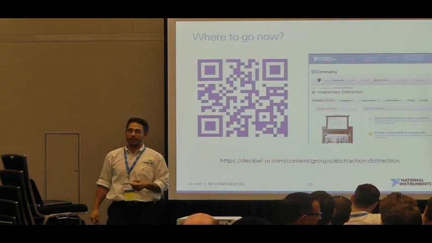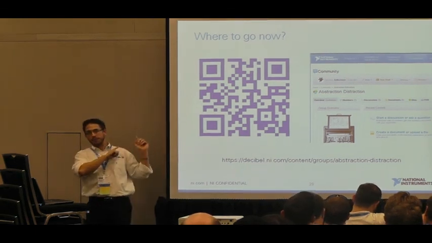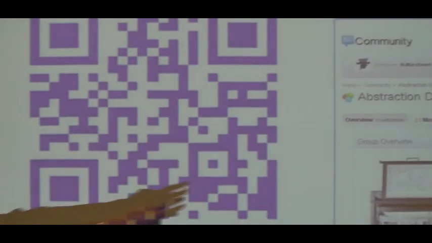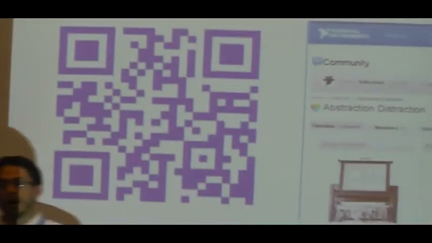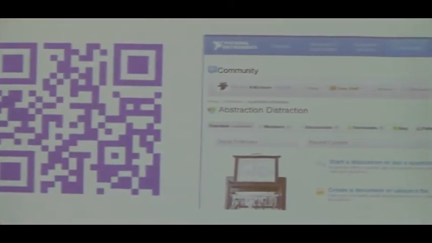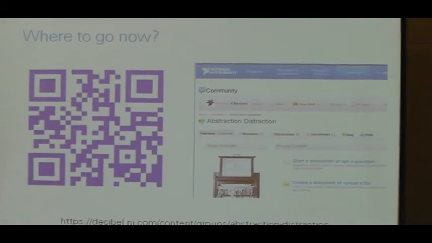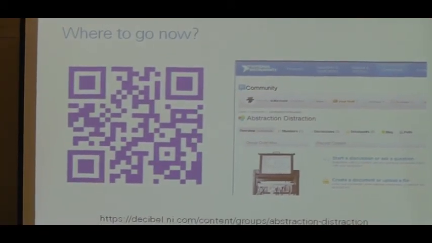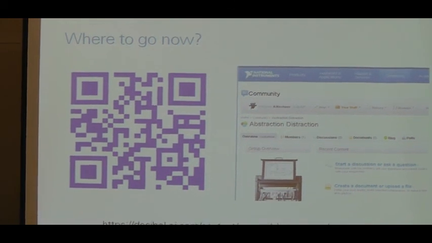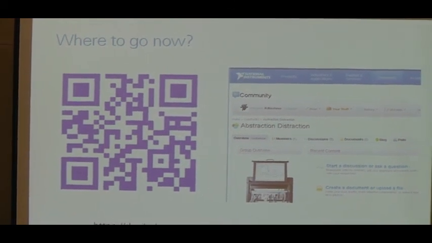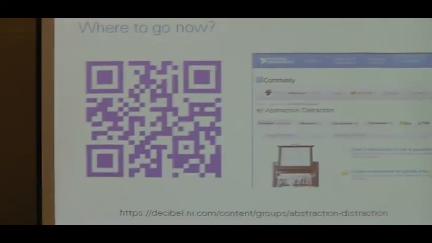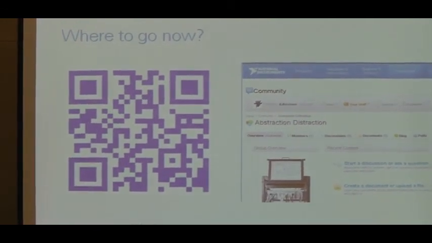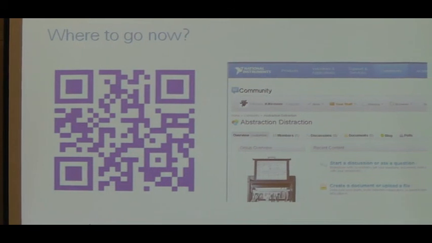So where do we go from here? Big, massive QR code for those of you who like that kind of thing. I've created and just launched yesterday Abstraction Distraction on the NI communities themselves. This content will be posted up there. I'd like to continue to figure out how to answer some of these problems and have these ideas beaten up. A lot of the questions that came out today are good questions because I haven't figured out the answer, right?